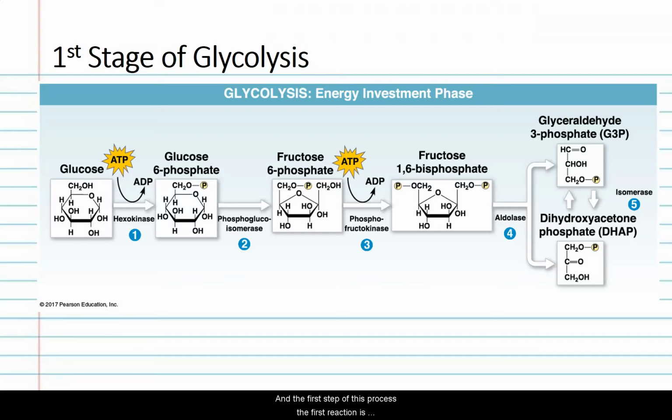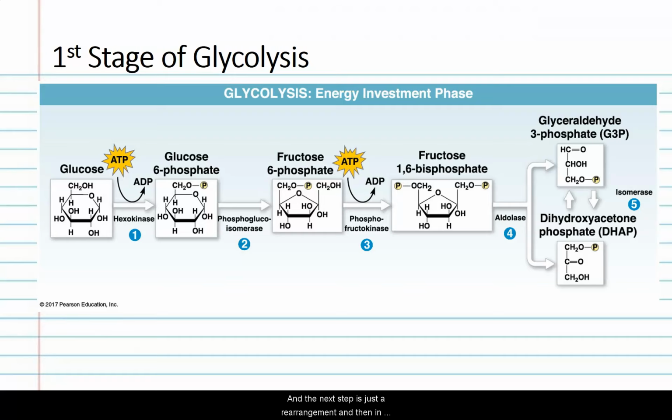And the first step of this process, the first reaction, is one in which we take an ATP molecule and we remove the phosphate from that ATP, so we generate ADP, and that phosphate actually gets transferred to the glucose. So that second molecule you see here is glucose 6-phosphate, and you can see that the phosphate group is attached to the 6th carbon on that sugar.